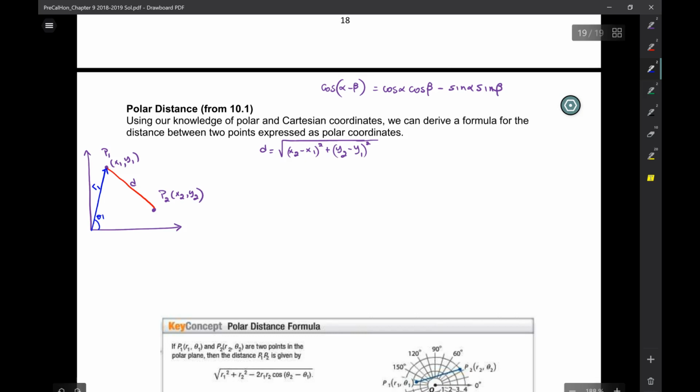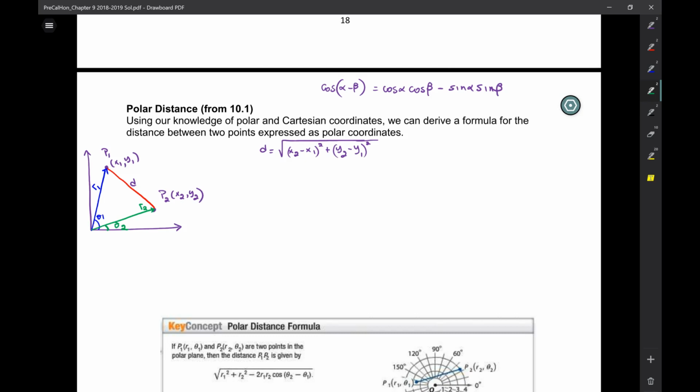To describe that other point, it's r2, and then theta 2. It does start from the origin, right? So r2 goes from the origin to the point 2, and then you go an angle of theta 2. So now I have theta 1. It goes from the x-axis to the blue radius. Theta 2 from the x-axis to the green radius.